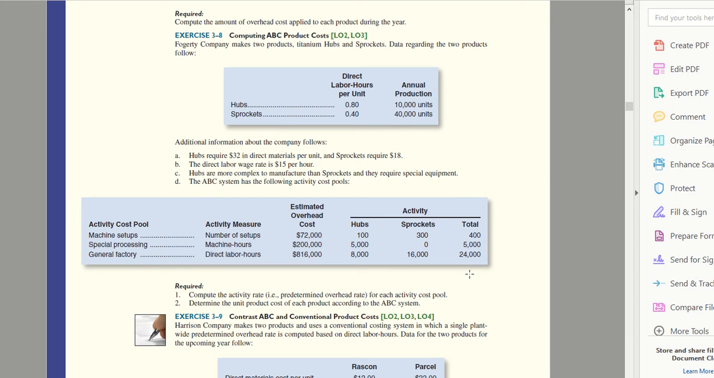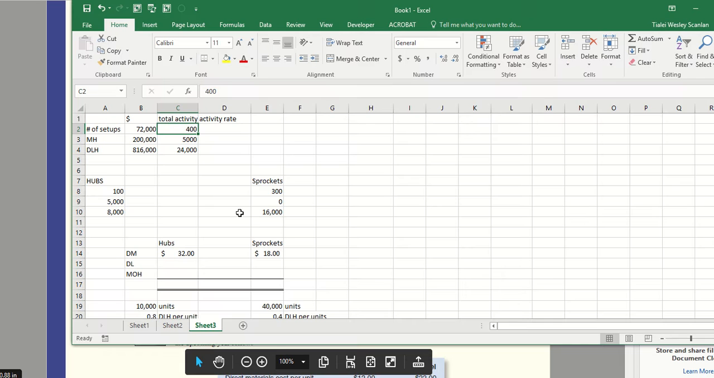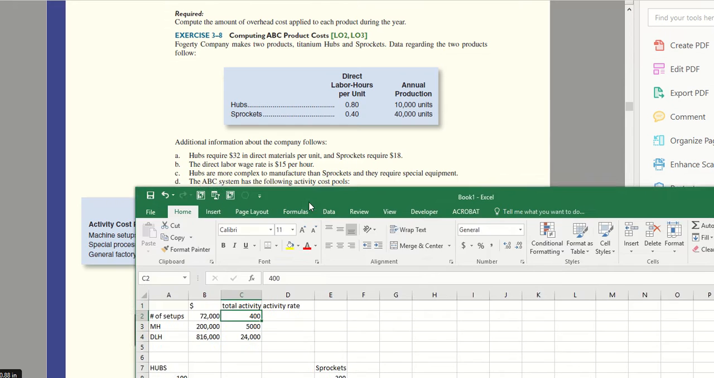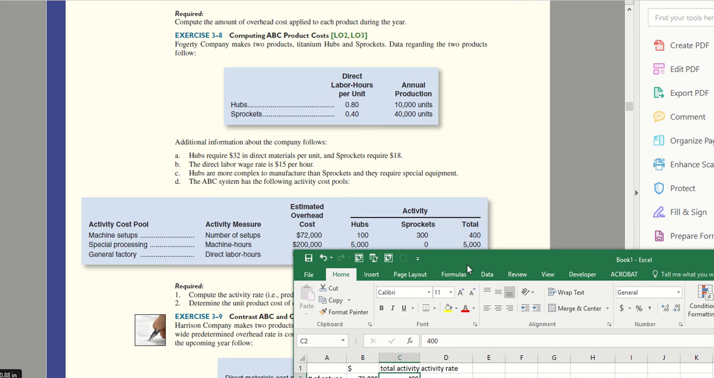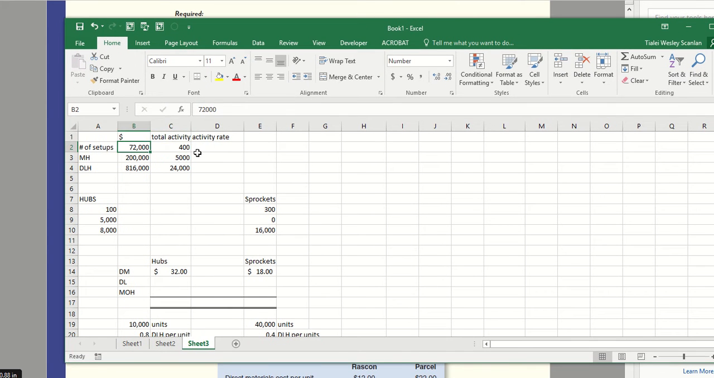We need a total amount to get our activity rate. Total dollar amount for the activity divided by the activity in total, so divided by the number of setups, the machine hours. Okay, and so this was the total. We said it was 400 in total, 5,000 direct or machine hours and 24,000 direct labor hours. So dollar amount divided by a total amount would give you 180. It costs $180 per setup, and you can double click on that corner, $40 per machine hour and $34 per direct labor hour. So we've calculated our activity rates.